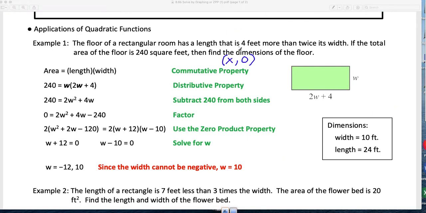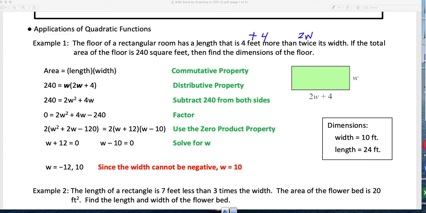So 4 feet more would be plus 4, and twice the width is 2 times the width. So how did we come up with the length being 2w plus 4? Right out of that sentence right there. So one more time, and this part is going to trip you up today. So let's get it nailed down right now.